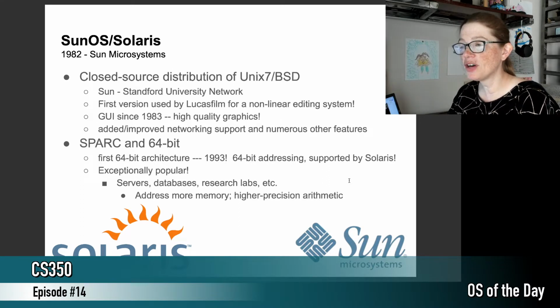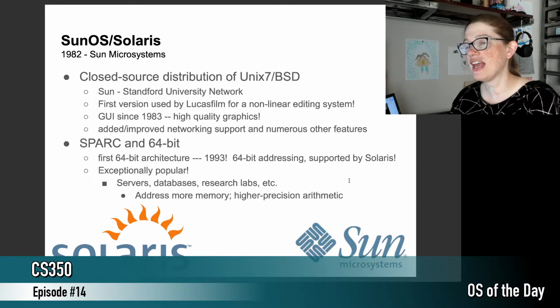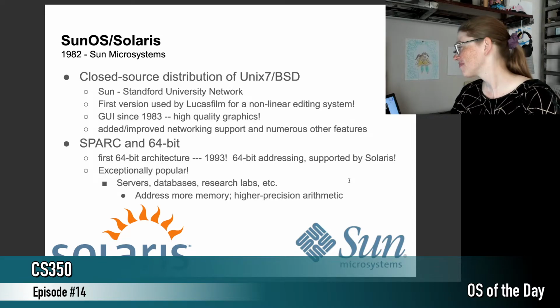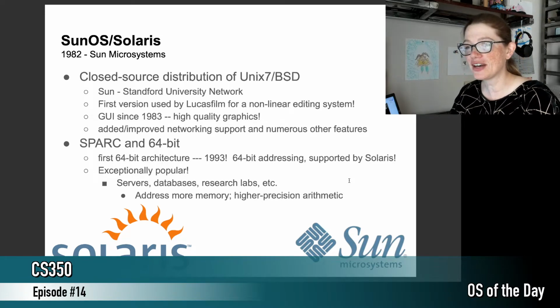Now, as someone who has worked at Sun and used Solaris for many, many years, I can tell you that maybe they let that get to their head, because I don't really feel like they updated the desktop graphics since 1983. But hey, I wasn't exactly using Solaris for the graphics environment.